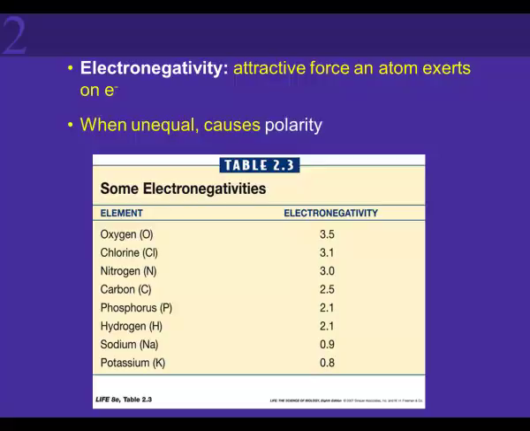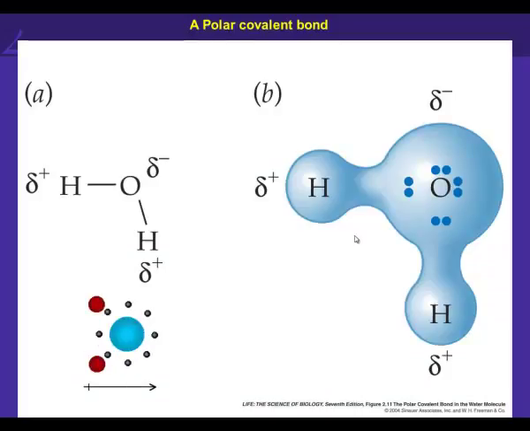So one of the things that happens when covalent bonds form between atoms that have different electronegativities is that it causes the molecule to have a property known as polarity. This is where different parts of the molecule have a partial electric charge. Let's take a look at how this happens in a very important molecule to biology, which is water. You know the formula for water is H2O, which means that water consists of two hydrogen atoms bound to one oxygen atom.